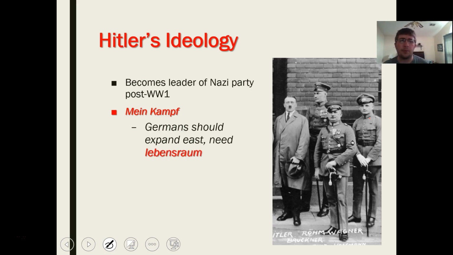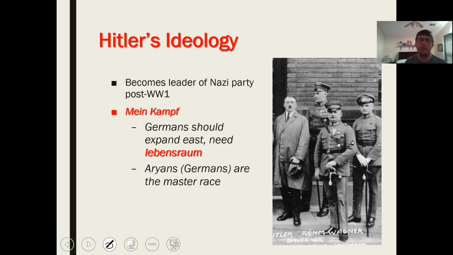And it's pretty simple. Germans should expand east. They need more elbow room. Get those bows out, get you some more territory. Germans need what's called Lebensraum. Lebensraum is a German term for living space. They need more living space. And his belief is that the Germans should add territory to the east.